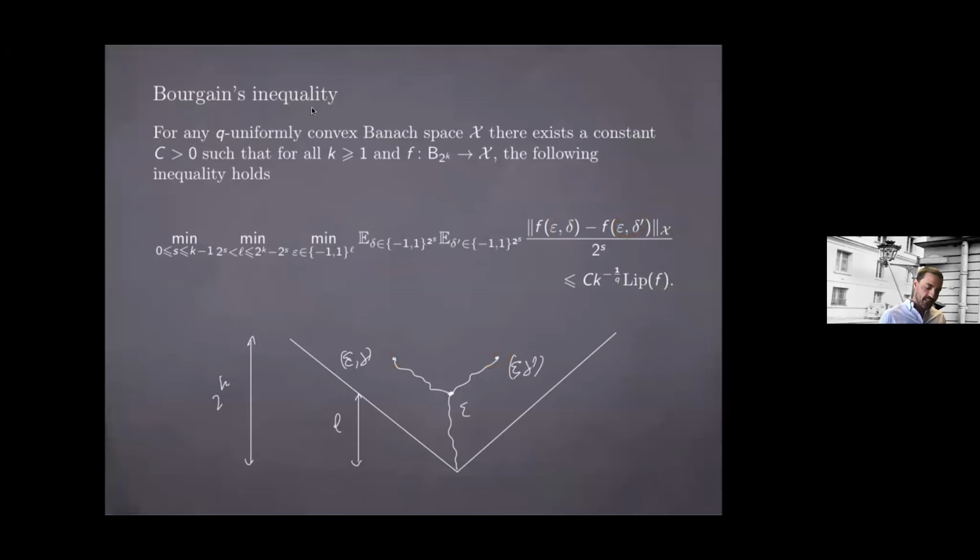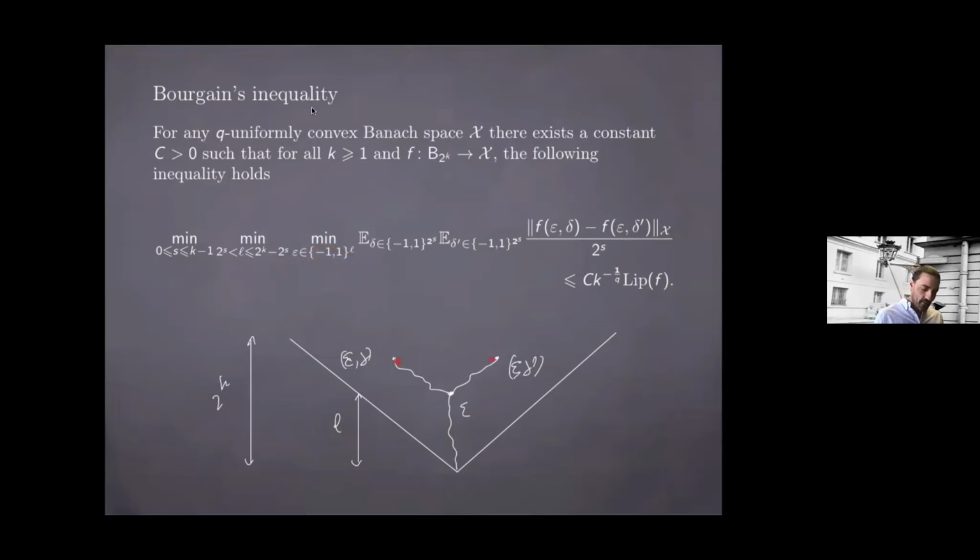And how are these vertices chosen? First, you pick a scale S. Then you pick a level, which is between the height 2^S and 2^K minus S, so just some portion of the tree here. And then there is epsilon, is it at level L? I mean, you index the vertices of the binary tree by negative 1, 1 vectors.